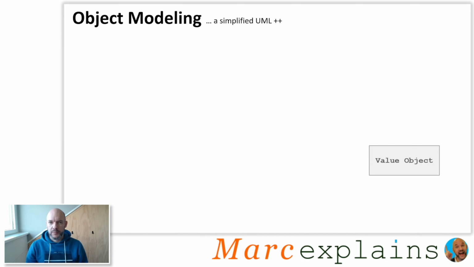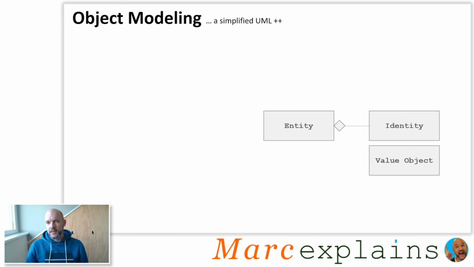Let's start with the value object. The simplest object, just something with a value. So a field with a name and some value in it. There are special value objects because they represent an identity. So an identity is just a value object, but because of what it represents, it's a different kind of value object. And it is the identity of what? Well, a class, an entity. So an identity is always encapsulated in an entity.